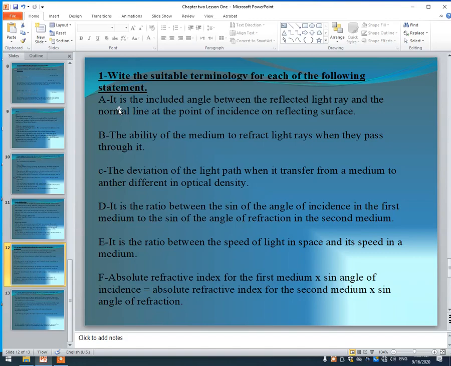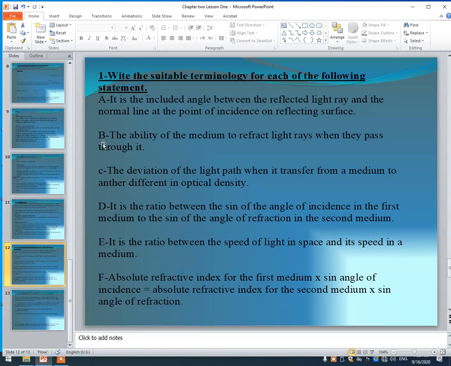What is this angle? It's the angle between the normal and the light ray of reflection. This is called, yes, you're right, the angle of reflection. Number two, try to read with me.